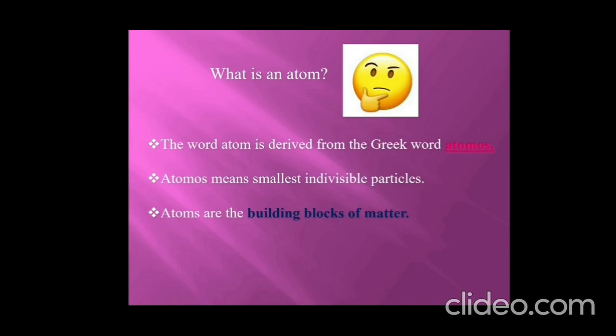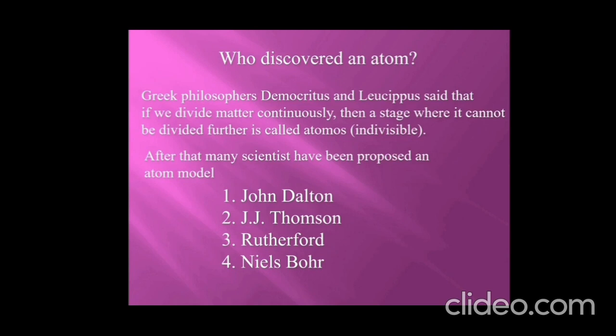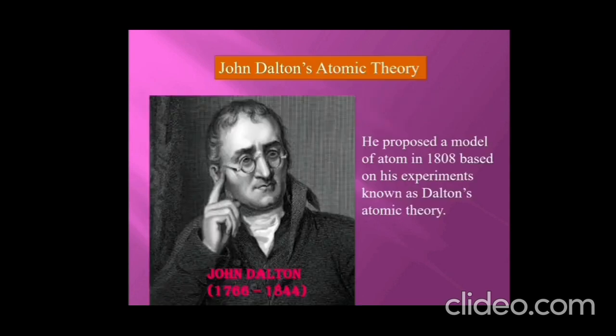Now we will see who discovered the atom. First, the Greek philosophers Democritus and Leucippus gave a basic idea about an atom. They said that if we divide matter continuously, at one stage it cannot be divided further. That is called an atom. After that, many scientists gave their ideas about the atom. We will see them one by one. So, first we will see John Dalton's atom model.